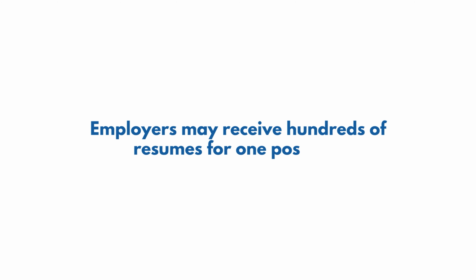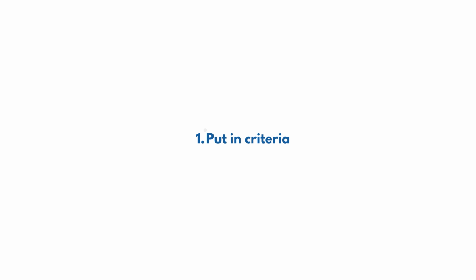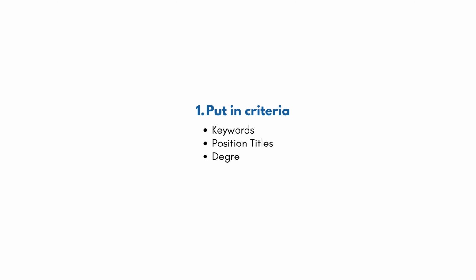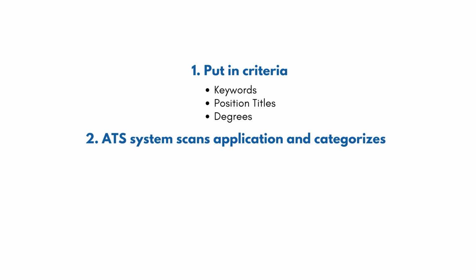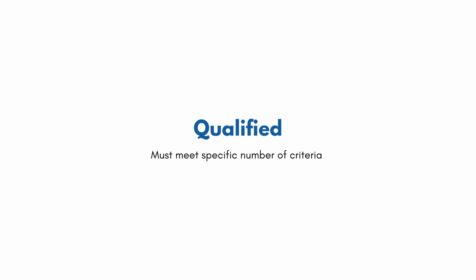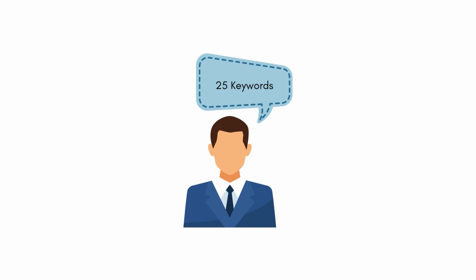Employers may receive hundreds of resumes for one position. They will put in their criteria, such as keywords, position titles, and degrees. Then, the ATS system scans your applications and puts them into 3 different categories: qualified, unsure, and not qualified. To be considered qualified, your application will need to meet a specific number of the criteria. For example, let's say the employer puts in 25 keywords. Qualified applicants are those who have at least 20 of the keywords. The maybes have 19 to 15 words, and the not qualified will have 14 or less.